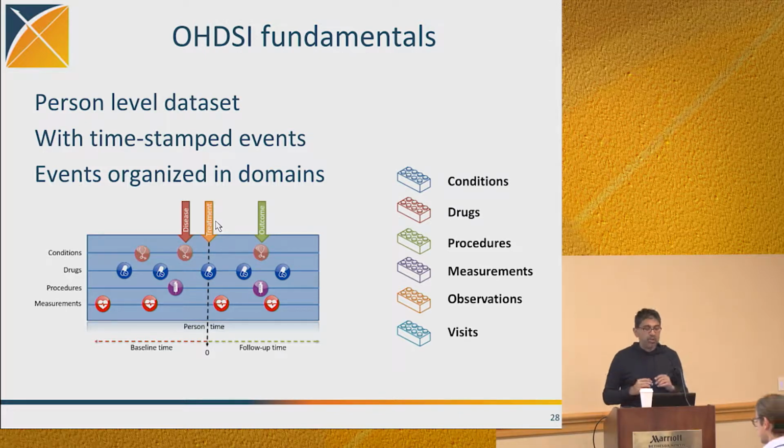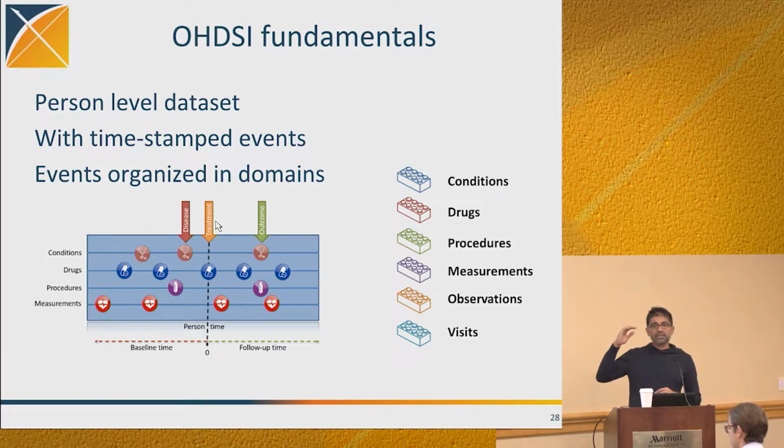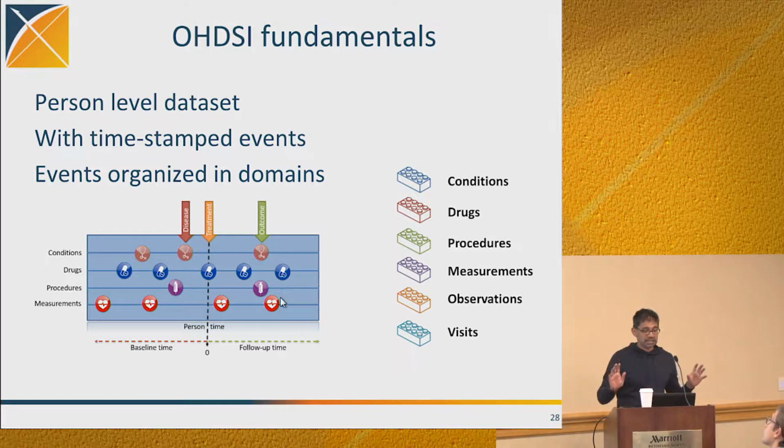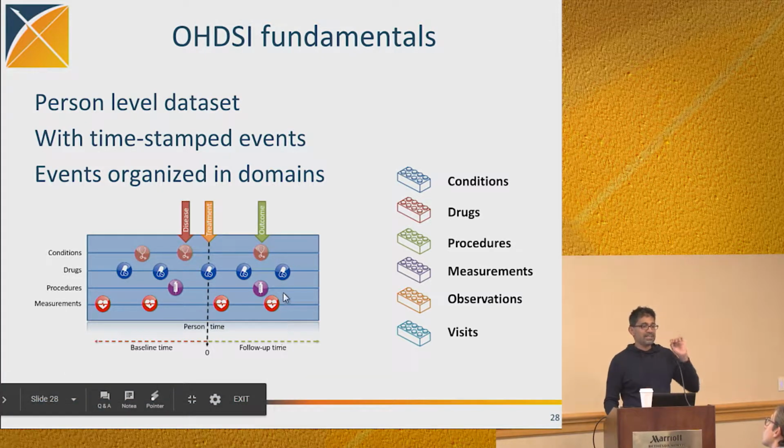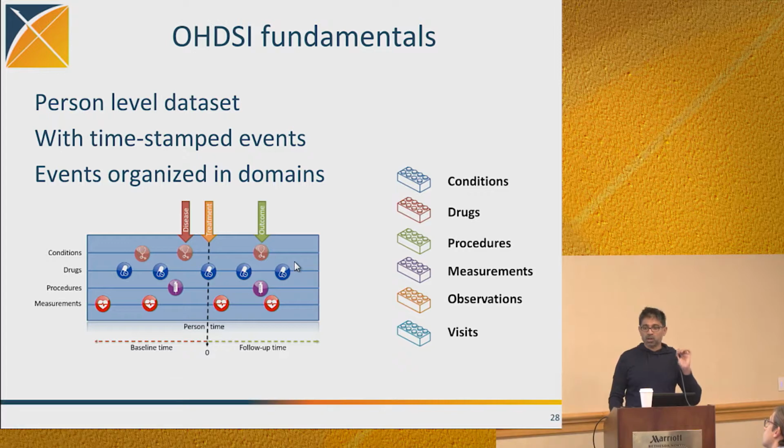In the OMOP Common Data Model, at a high level, every person's information is represented in multiple tables. This diagram here could be one person's experience over time. The person was started on a treatment right here. Before that, they were diagnosed with a disease, and after that, they had a particular outcome, and so on. All of this is represented in the CDM. And now we are querying the CDM to build a cohort.